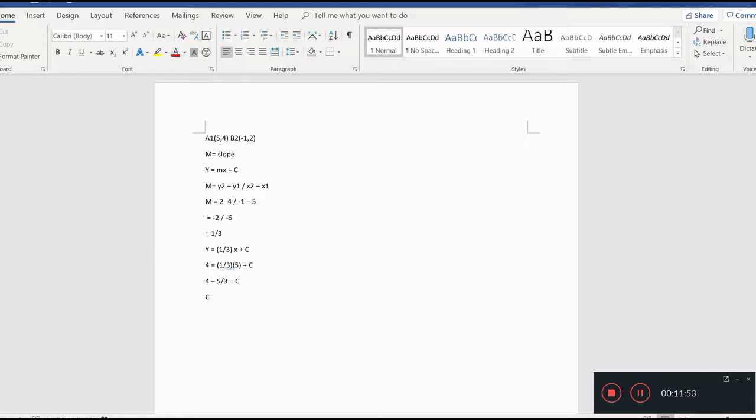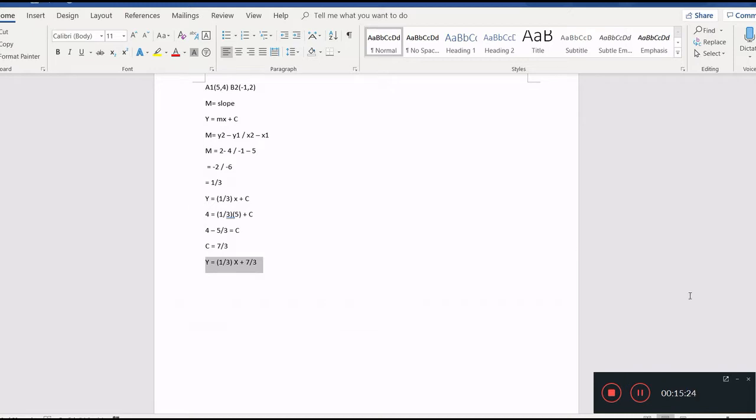What's your c? Let me get my calculator. 4 minus 5 over 3, so you get 7 over 3. c equals 7 over 3. So you can have the linear function here: 1 over 3 x plus 7 over 3 is the y-intercept. This is the linear function that you form, derived from the 2 points. It's very clear and simple.